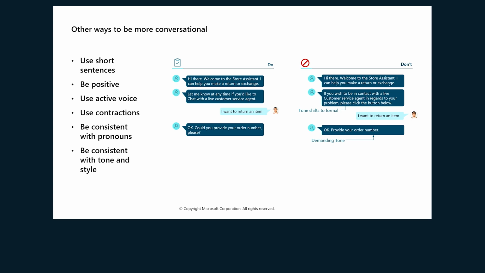Use contractions. Contractions serve two purposes: to reduce the size of a message and to project personability. Contractions are more aligned with how humans talk.